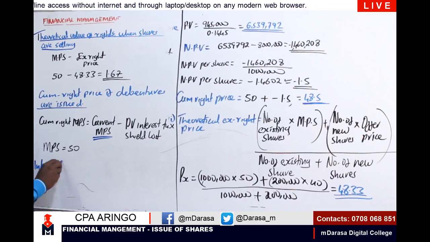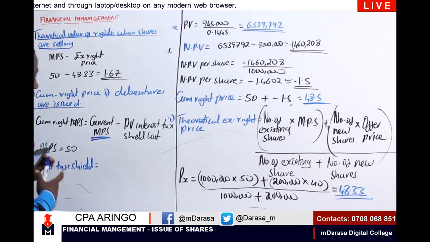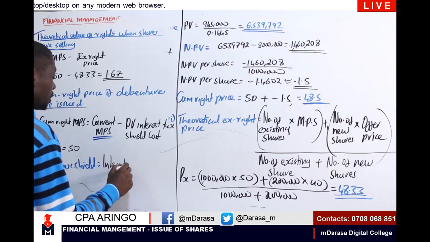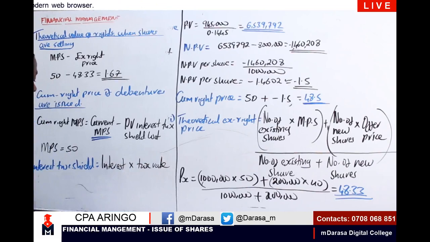We say that it is just that component of interest times the tax rate. Interest times our tax rate will give us our interest tax shield. So in our case, what was our interest?